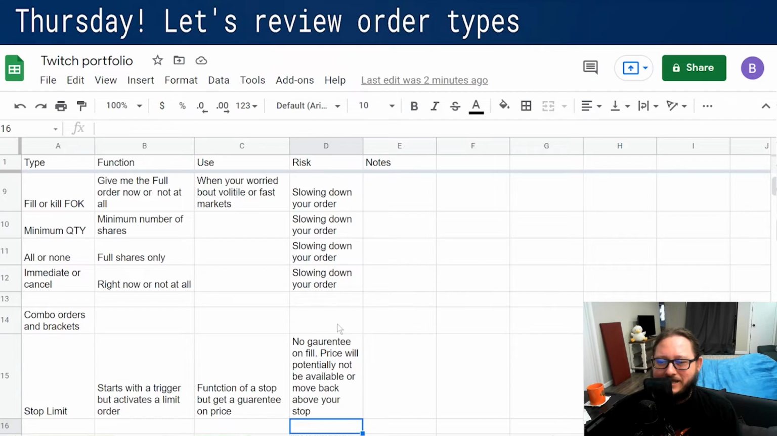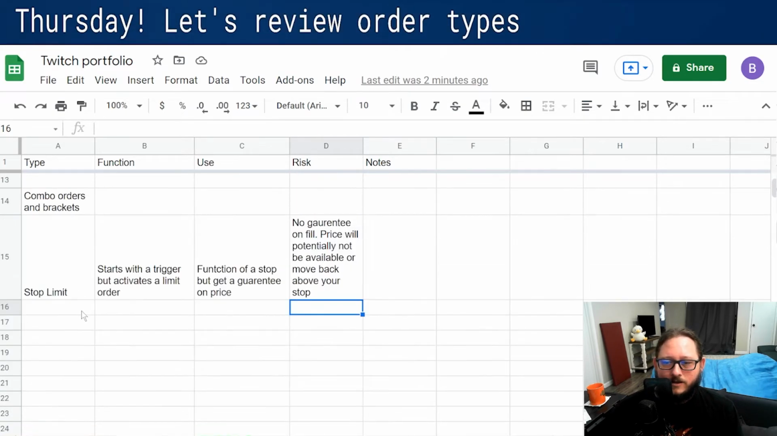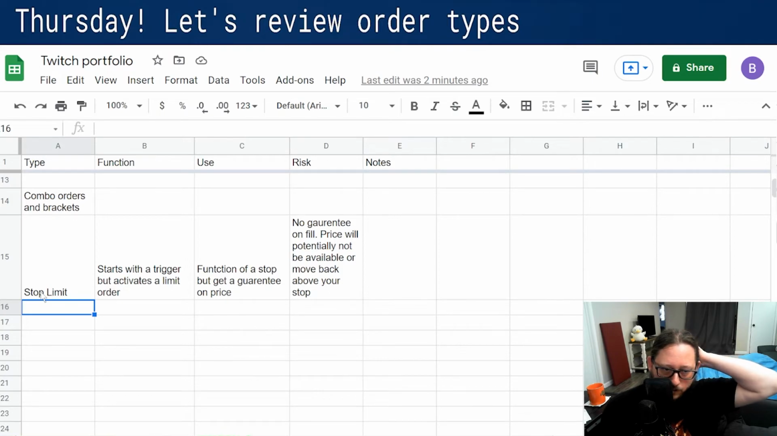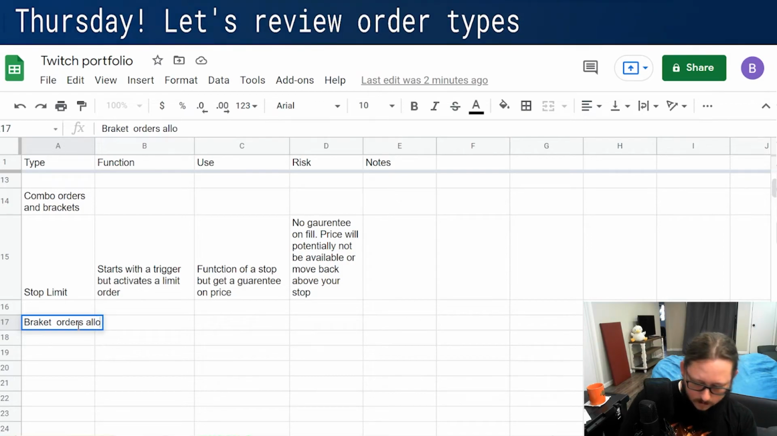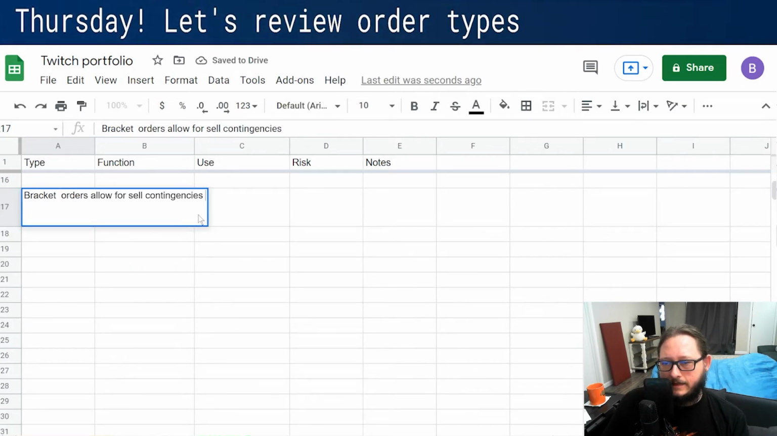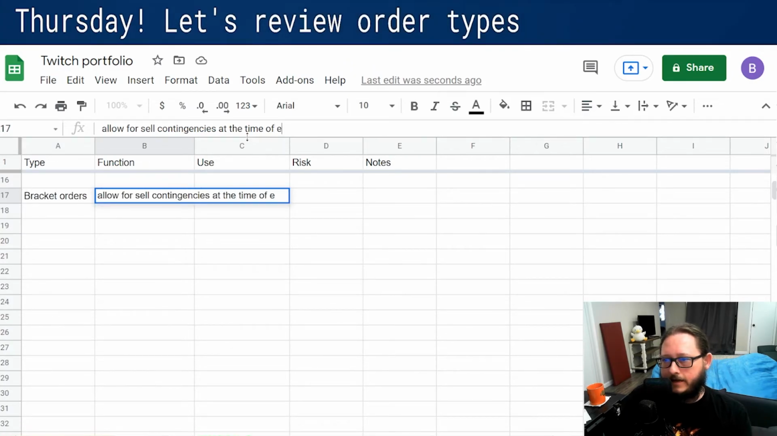All right, so that's the stop limit. Bracket orders, okay, this is a condition in which some brokers will allow you to enter a buy order with an immediate sell contingency. So bracket orders, okay, and you'll want to talk with your broker on this if you haven't used it before, but bracket orders allow for sell contingencies, I will use, at the time of entering the buy.